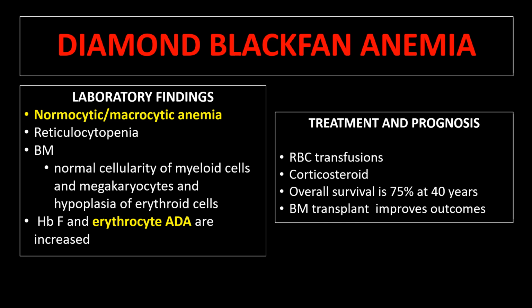For the treatment and prognosis, usually we give red blood cell transfusion to address the anemia of the patient. And usually patients will respond to corticosteroid therapy. 50 to 75% of patients with Diamond-Blackfan anemia will respond. But there are side effects with long-term corticosteroid use, including immunosuppression and developmental and growth delays. There would also be an overall survival of 75% for 40 years. And then there is 90% overall survival in patients younger than 10 years old with a transplant from a matched related donor, and 80% in those with a matched unrelated donor.